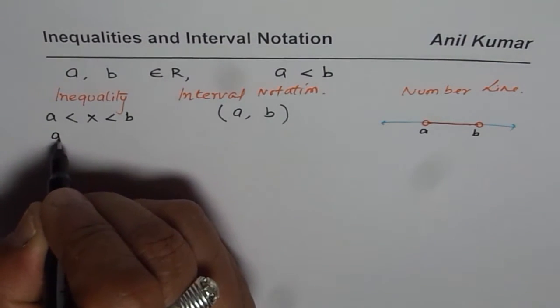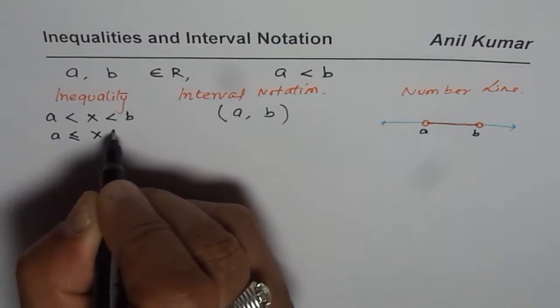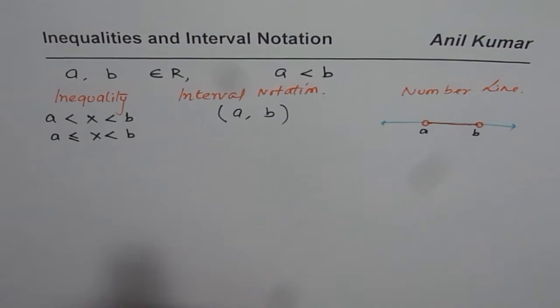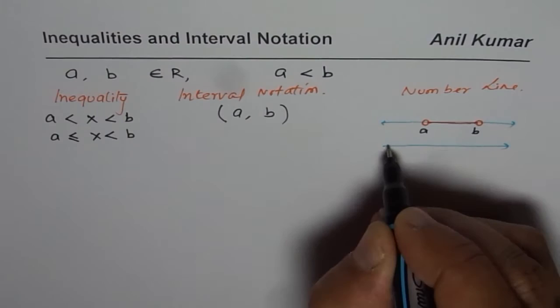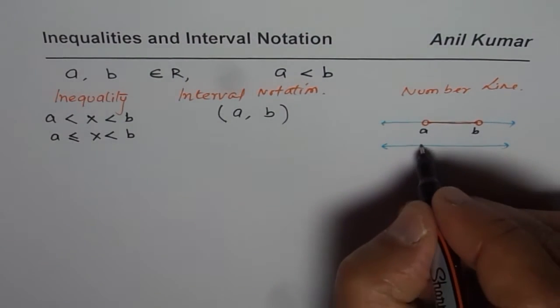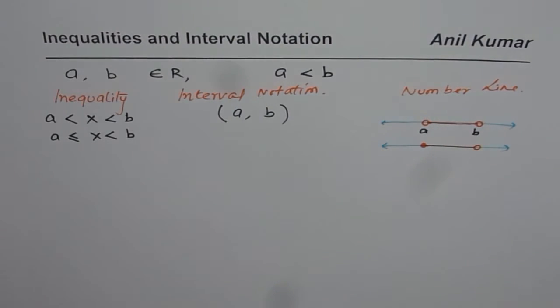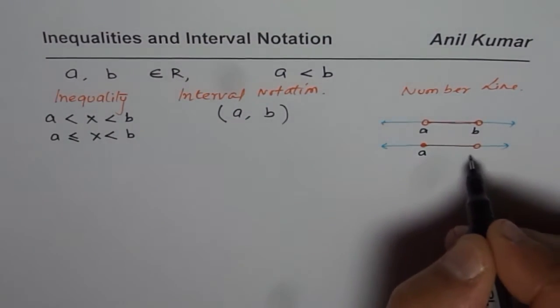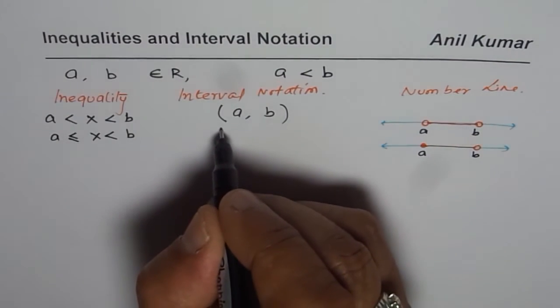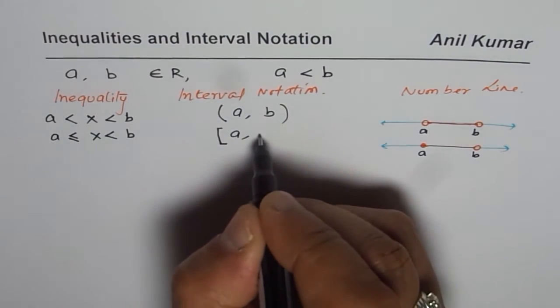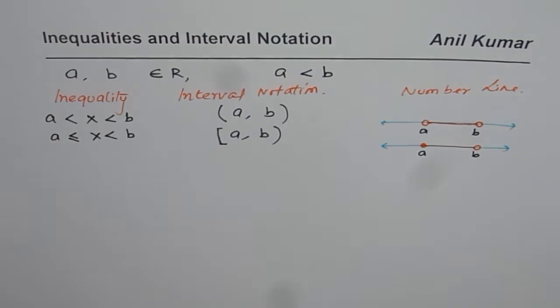If we have a less than or equal to x but less than b, in that case what happens? Whenever there is equal to, that means the point is included, right? So in that case, on a number line, you will have a filled-in circle for a because that is equal to, and an open circle for b, right? So you have a as a filled-in circle, b as an open circle, and a filled-in circle is represented by a square bracket in interval notation. So it will be a, and b is not filled, right? So it is open bracket, close.